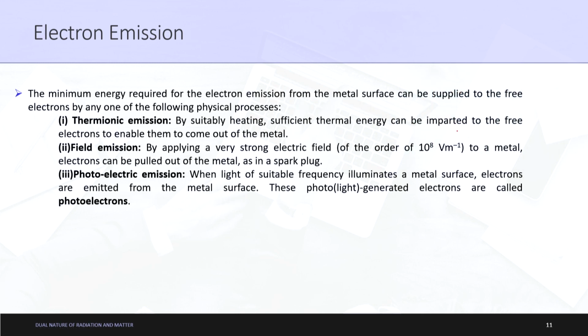So this is the final, concluding part of electron emission. The minimum energy required for electron emission from the metal surface can be supplied to the free electrons by any of the following physical processes.